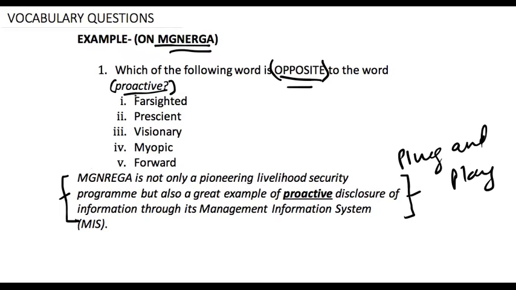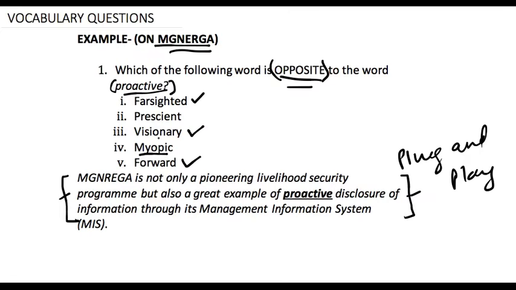Let's assume that we know the meaning of the word proactive. So we know that far-sighted is Durdarshita, which is the same as proactive. Visionary belongs to the word vision, which is something related to the future, which also coincides with the word proactive. Forward is similarly similar to the word proactive because it is also talking about the future or the future course of action.